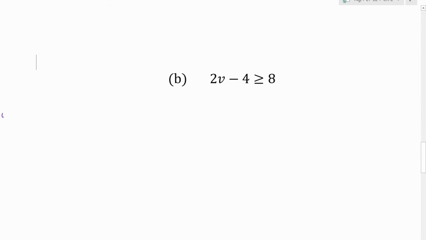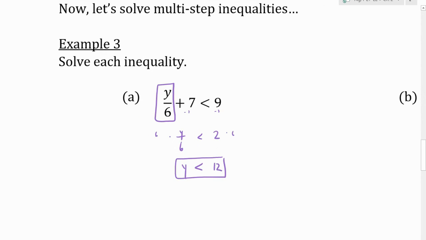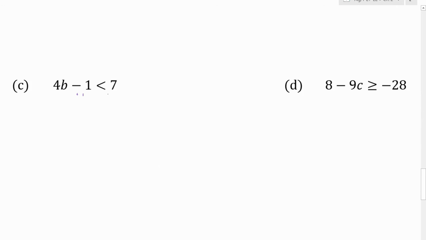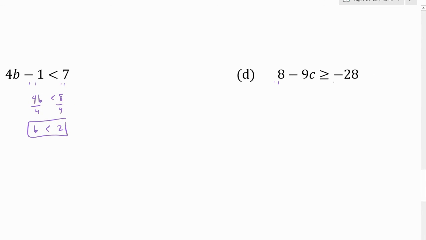This one, we could just add 4 to both sides, and then divide both sides by 2. Oh, did it say we're supposed to graph? No, it just said solve. It didn't say graph. Okay, this one. And then we could just add 1 to both sides. Divide both sides by positive 4. We're good. All right, this one, if we subtract our 8 from both sides, this can be -36. Now, when I divide both sides by -9, I'm going to turn that inequality because I'm dividing both sides by a negative.